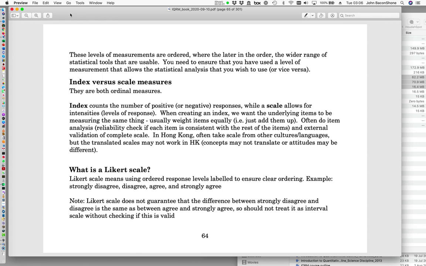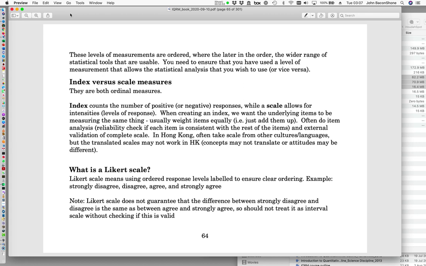So we also have both index and scale measures. So these are both ordinal measures. Scale measures are ones which have an ordered response level, such as the strongly disagree to strongly agree that I talked about. Index is where we count the number of positive or negative responses.